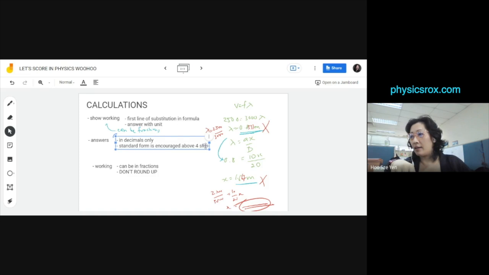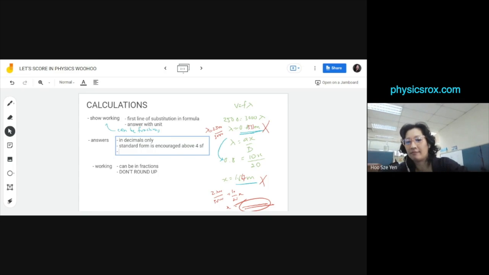If you're writing an answer in decimals, how many decimal places do we write? To three decimal places, yes. Although two decimal places is encouraged, I encourage you to write three, because the more you write, the more accurate the number is. But four is a bit overkill, so three is just nice. Any questions?